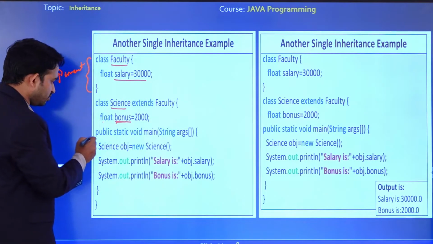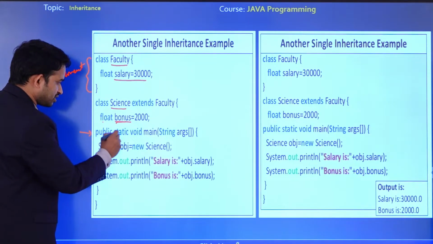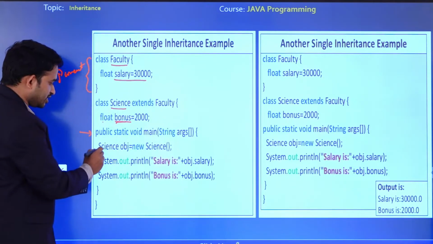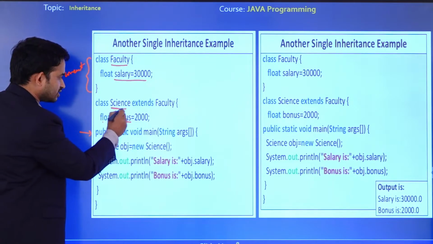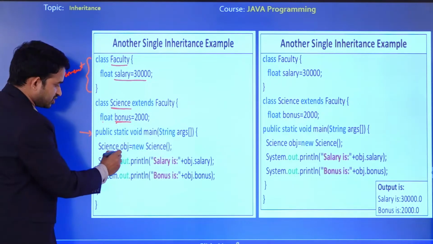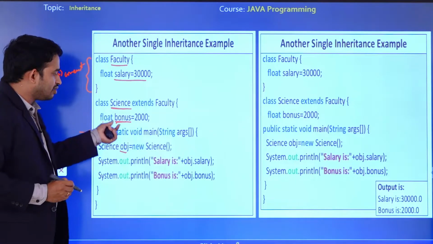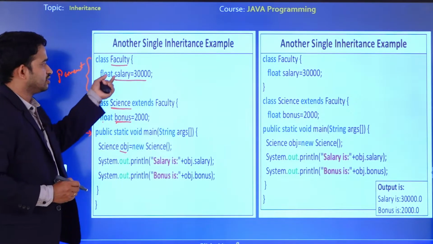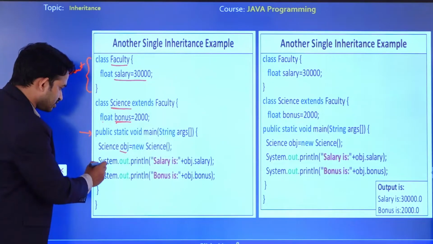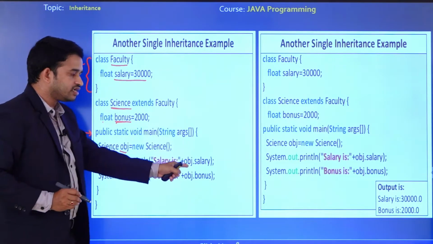Now I am going to use the main statement, that is public static void main(String[] args). Here I am creating an object for the Science class: Science obj = new Science(). By using this object we can call the salary variable also. How to call? System.out.println(obj.salary).